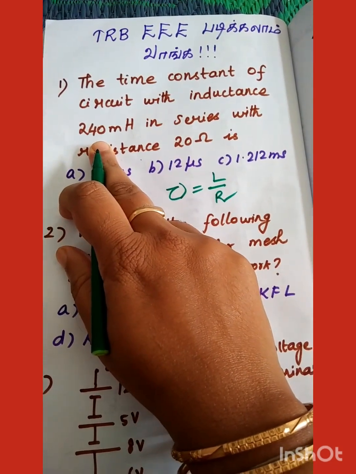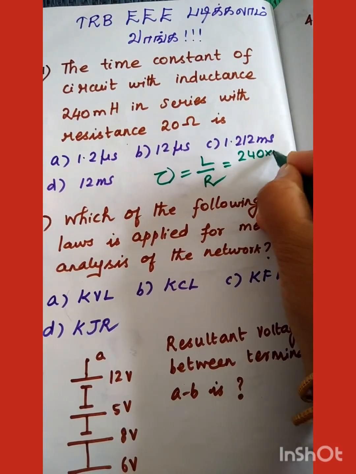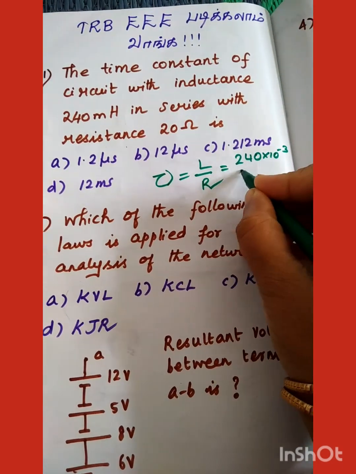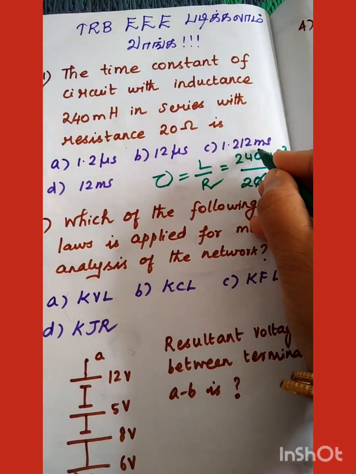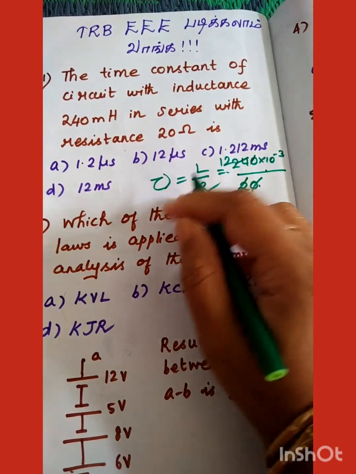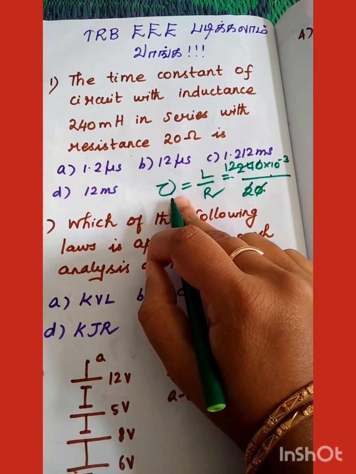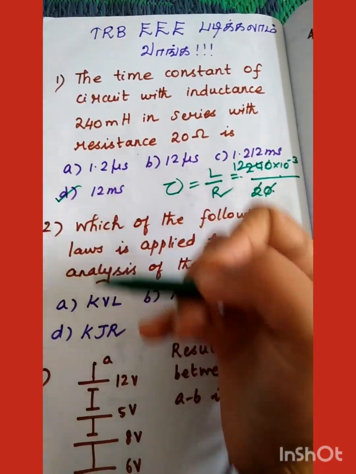So the value of inductance is given as 240 millihenry. So 240 into 10 power of minus 3 henry divided by resistance, which is 20 ohm. When you solve this, you will get 12, that is tau, the time constant. In terms of seconds, we can write 12 millisecond. So you can choose option D.